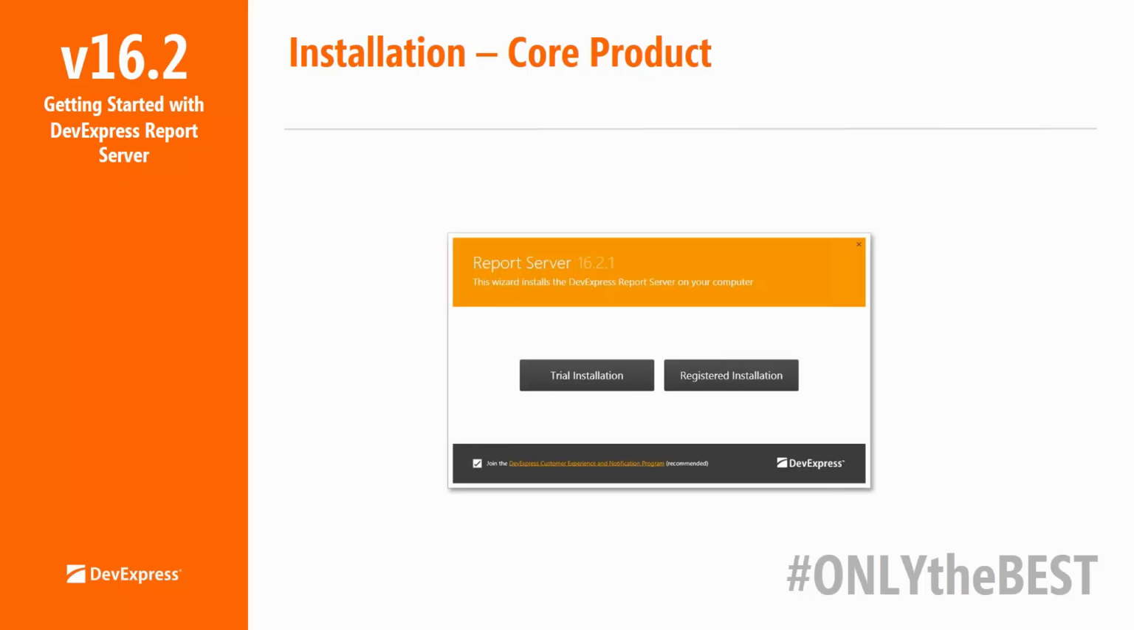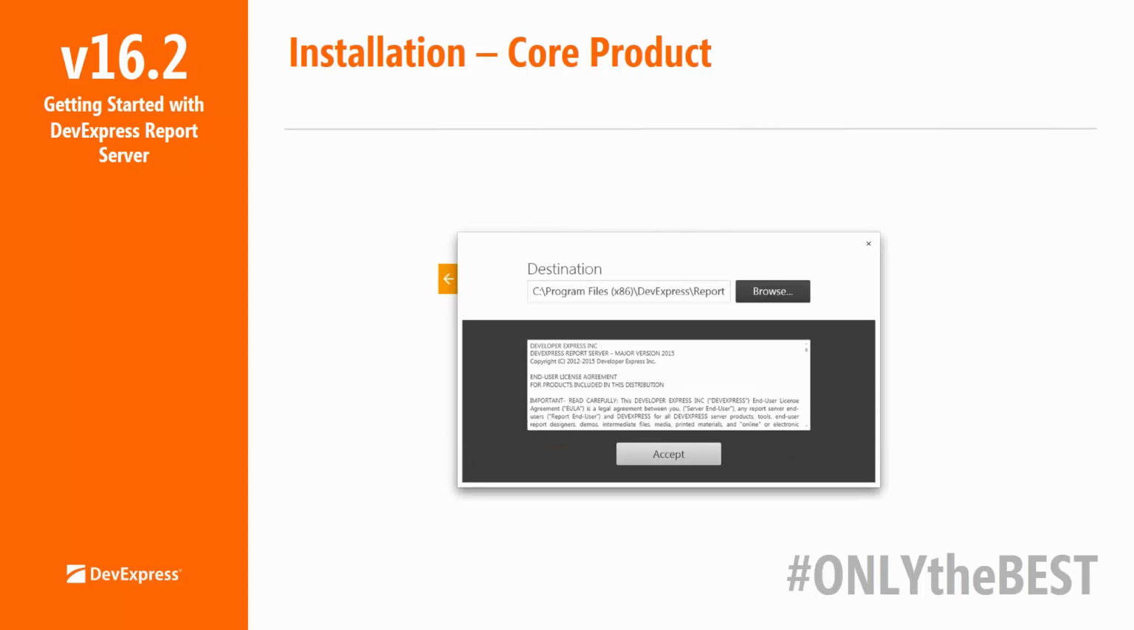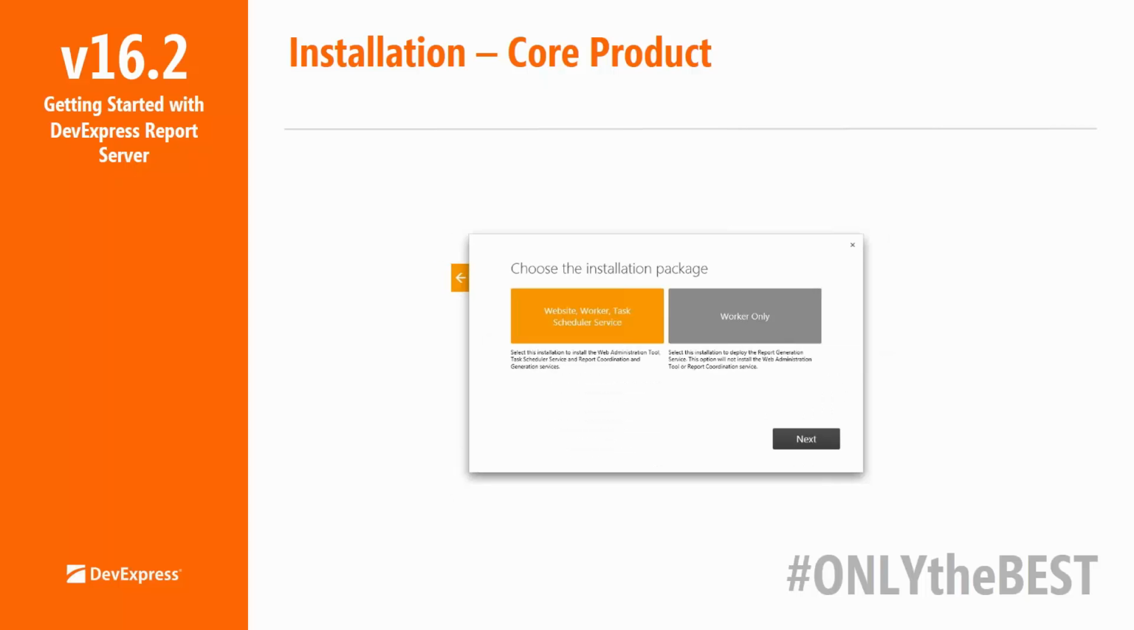Now installing the core product is really straightforward. You can download the files straight from the DevExpress site, either in trial or registered mode, and you're going to see a familiar DevExpress style installation wizard. Pick which one you want, trial or registered, and as you step through, you're going to be presented with some nice options. So destination and the license agreement. You then get to choose what type of package you want. So I'm going to focus for the minute on the core product, which is the website, worker, and task scheduler service.